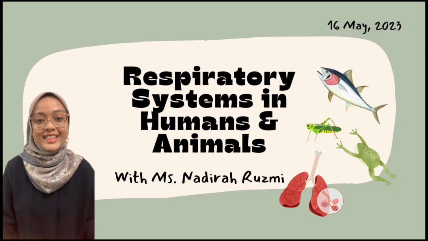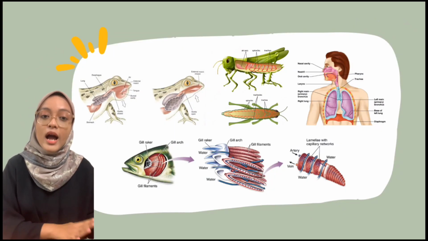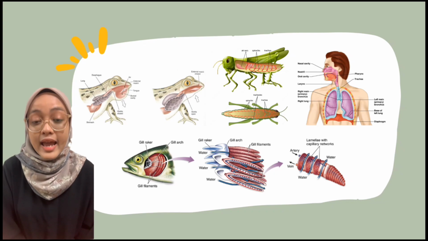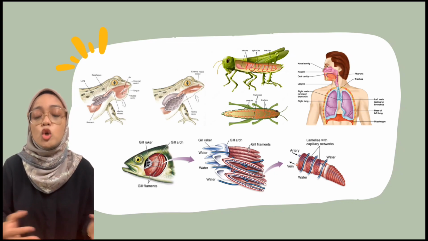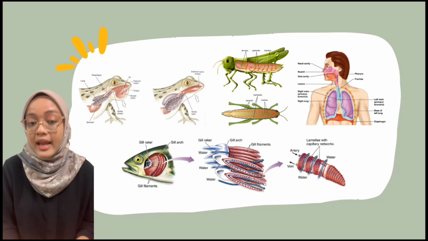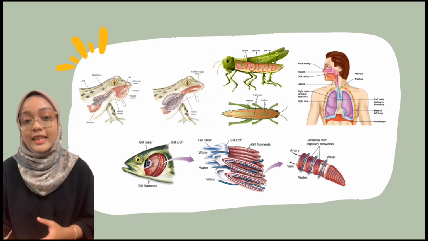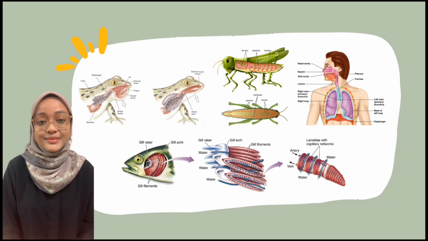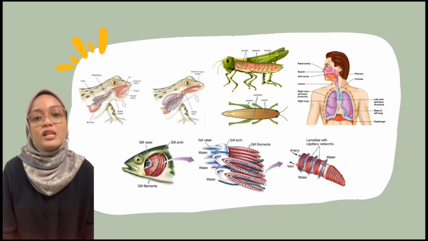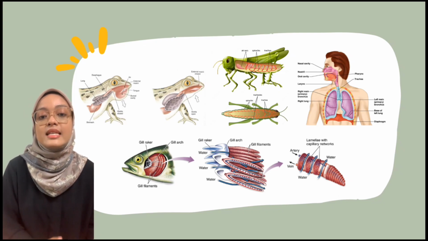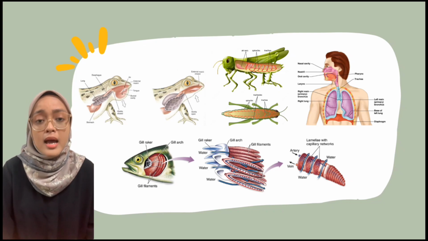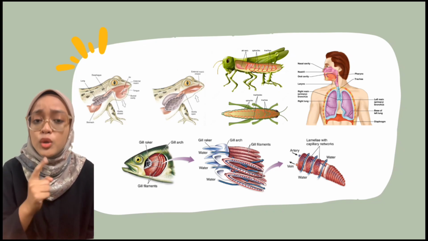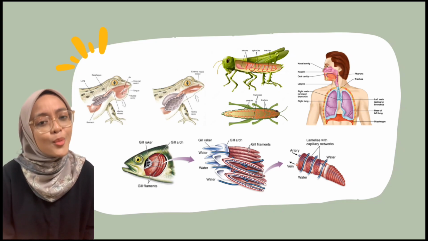So let's get started. Now I have prepared 5 pictures here, and I need you to observe those pictures and identify the difference between them. So of course, the pictures show the respiratory system in humans and animals. But there is something you have to think about. Why are they different?